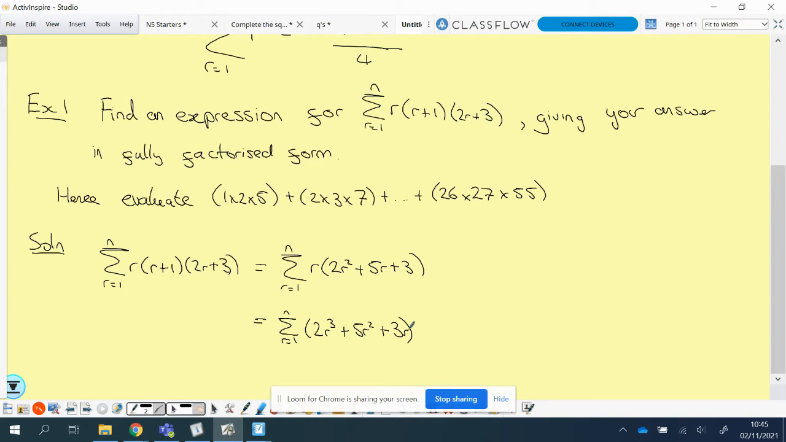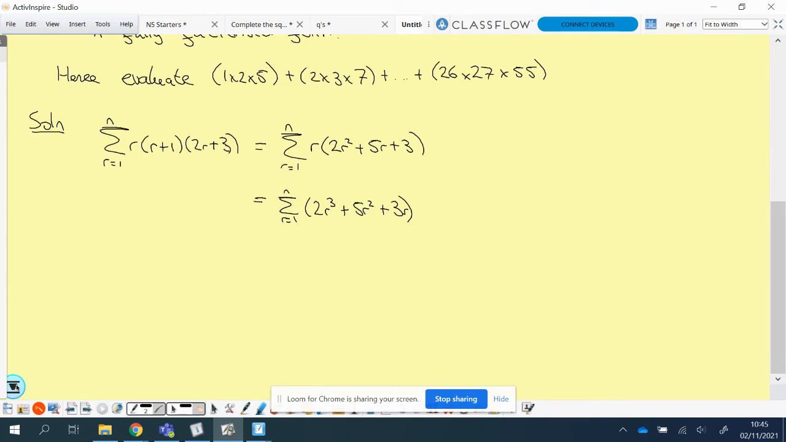If you remember the properties from the previous video, we can split up and do the sum of each bit individually. We don't take the sum of the full thing. Also, we've seen another property where if it's a constant in front of a term, like in front of the r squared there's a 5 for example, we can bring that 5 out to the front as well. So we're going to use the properties from the previous video to do the next step. For the 2r cubed, the 2 can come out to the front, so I'm going to get 2 times the sum from r equals 1 to n of r cubed.